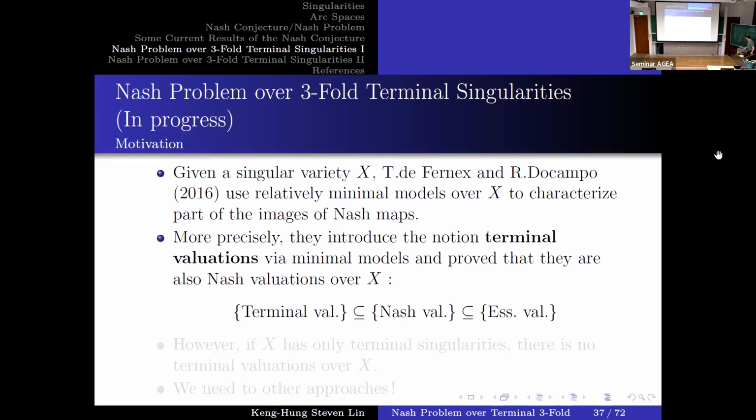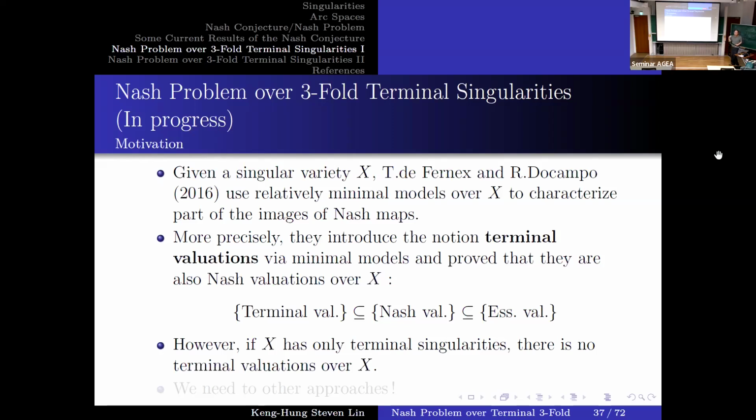Okay, so the idea is, if we produce such a minimal model, this map is divisorial. So here we also have a bunch of divisors, E_1 to E_l. These E_1 to E_l will induce Nash divisors. Okay. However, this work fails.